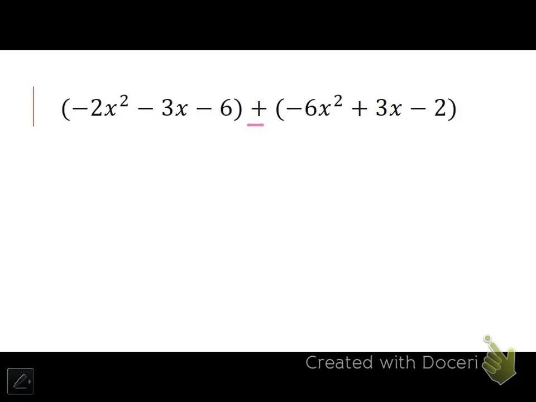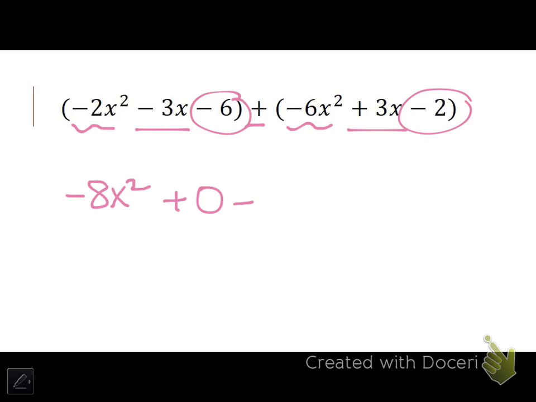Okay, we got a plus sign here, so we know we don't have to change anything, so we can just combine our like terms. So negative 2x squared plus negative 6x squared gives me negative 8x squared. Negative 3x plus 3x gives me 0. They just canceled because negative 3 plus 3 is 0. Negative 6 minus 2 is going to be a minus 8, so I'm going to rewrite that like that.